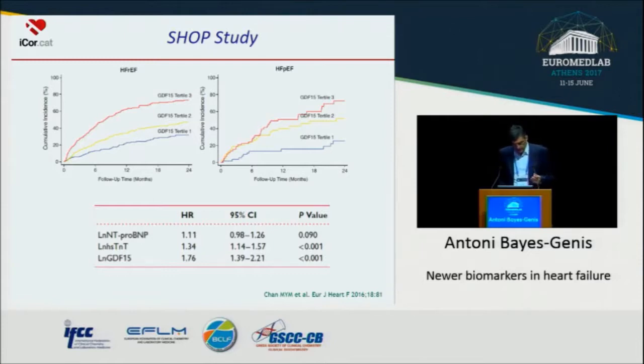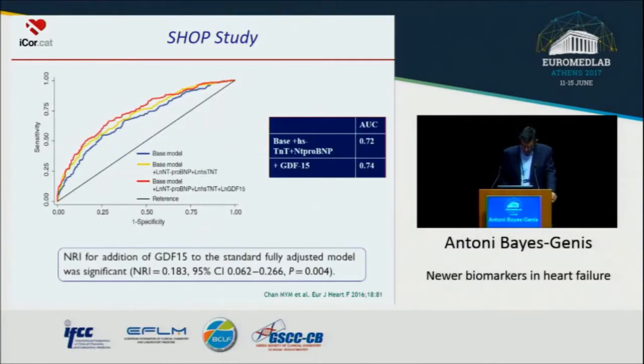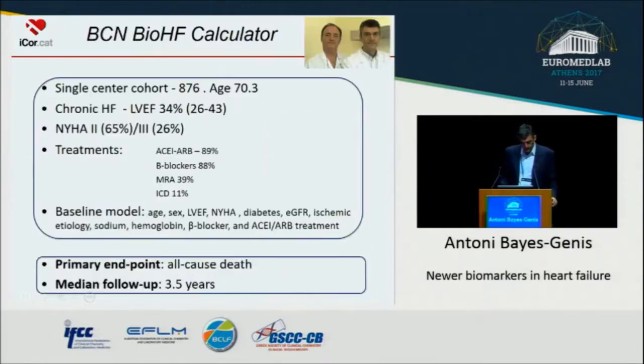So I am telling you that when you start mixing biomarkers in this multi-marker approach in chronic heart failure, the newer biomarkers appear to be somewhat even stronger than NT-proBNP. In the SHOP study, the baseline combination of biomarkers provides an AUC of 0.72, plus GDF15 0.74, and again, NRI pretty much similar to our initial study, the Penn study, 18.3%. So this seems to be pretty good NRIs.